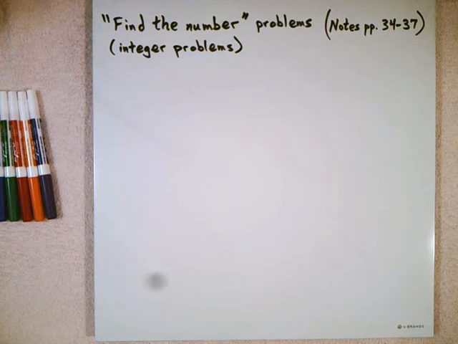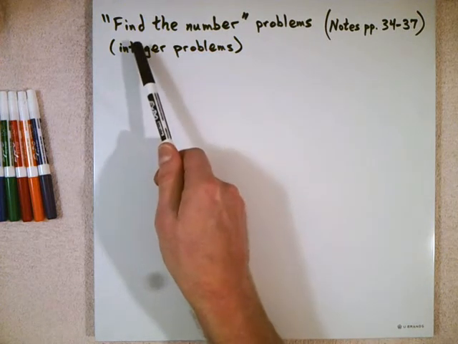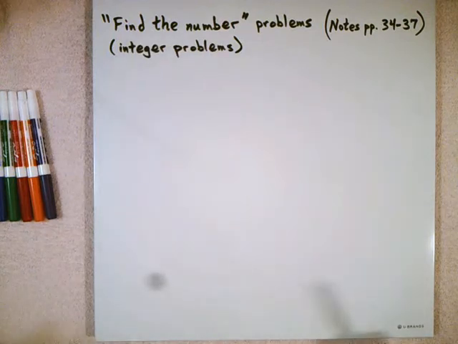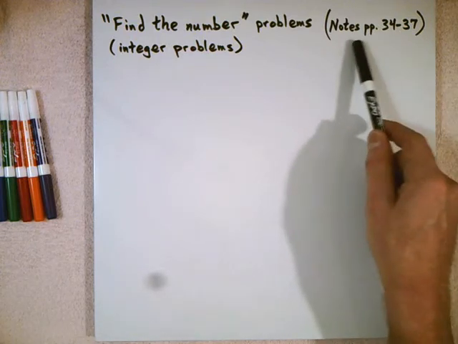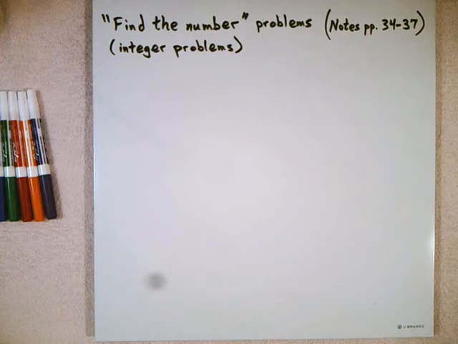Now in this video, we're going to focus on what are sometimes referred to as find the number problems. I nicknamed them that because oftentimes the way the problem is worded, at the very end of it, it'll say find the number. Lots of textbooks might refer to these as integer problems. They tend to be pretty dry. Not much of a storyline going on there, but it's usually where you start. In the notes, you'll find the examples I'm going to be looking at coming from pages 34 through 37.